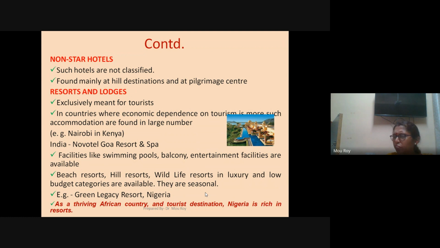So you have different types, from budget class hotels to five-star deluxe hotels, with all the facilities. Tourism is their main source of income, you can see. So, as I said, in countries where economic dependence on tourism is more, this type of accommodation is found in large numbers.